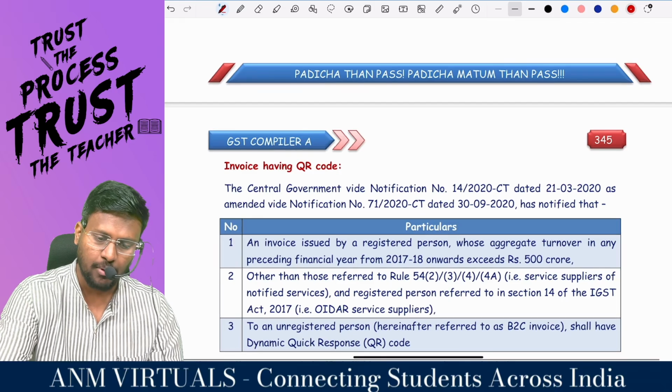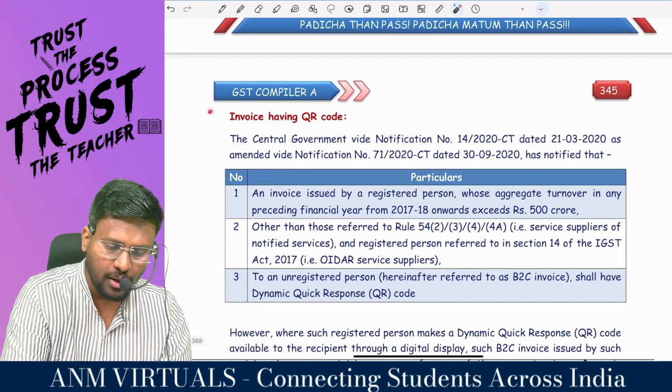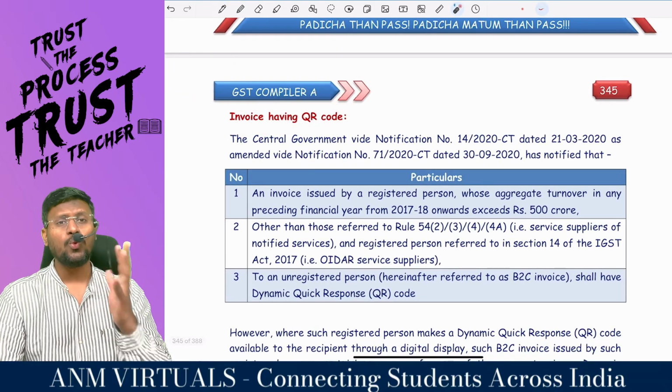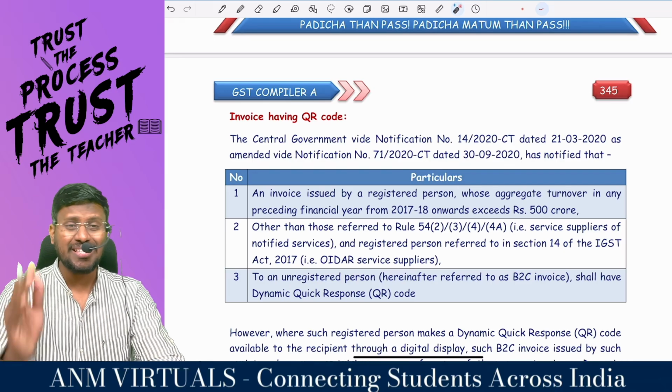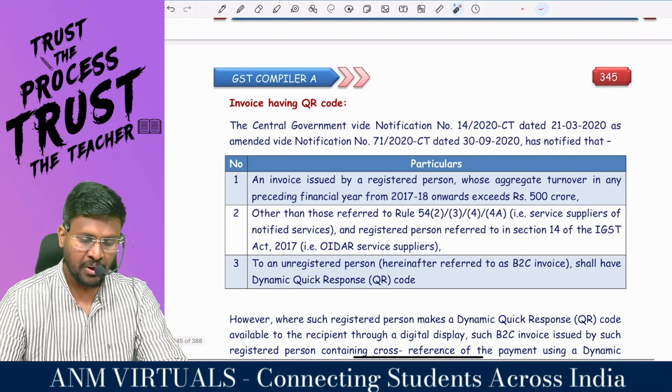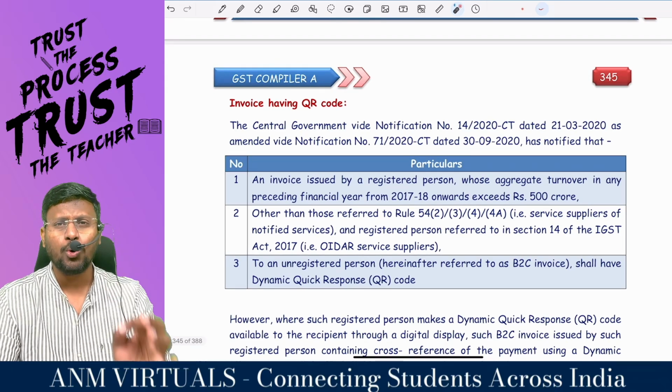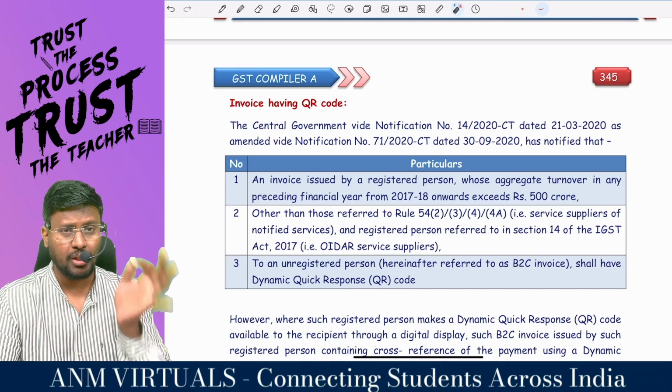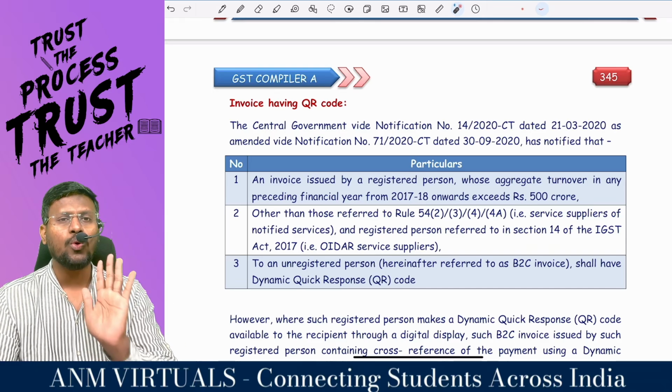Tax invoice. I'm going to talk about which invoice should have a QR code. What is the criteria? Because we said that the government will put out a notification. In that notification, they will specify which invoices should have a QR code.